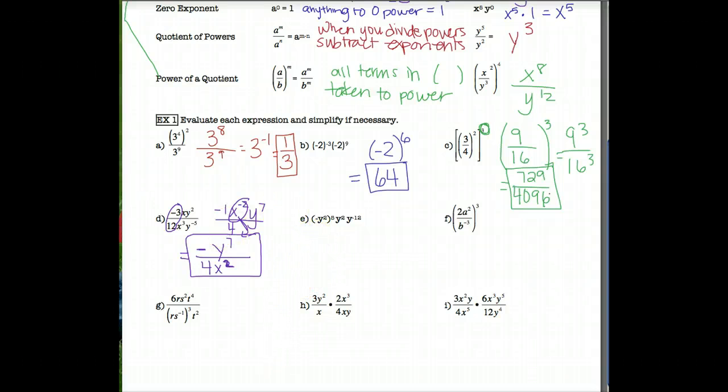All right, on E, what I see here, bunches of different ways to do this one as well. What I'm going to do is I'm going to do this part first. And people always get tricked by this. This negative there is really a -1. So when you have parentheses and a power on the outside, everything in there needs to be taken to the power. So that -1 needs to be raised to the 5th. And then I also take the y squared to the 5th. So that's power of a power, so I would multiply those exponents.